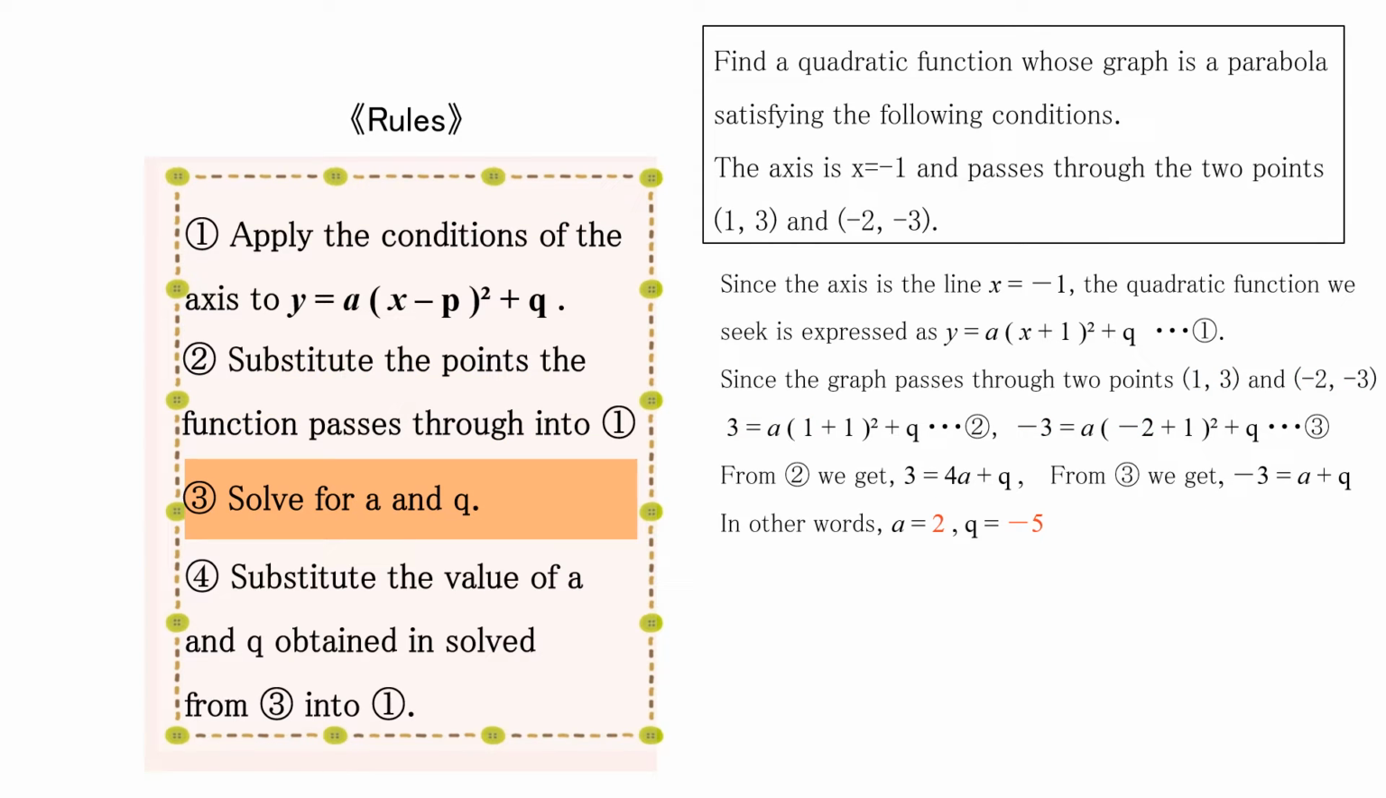Next, we solve for a and q. From 2, we get 3 equals 4a plus q. From 3, we get -3 equals a plus q. From this, we know a equals 2 and q equals -5.